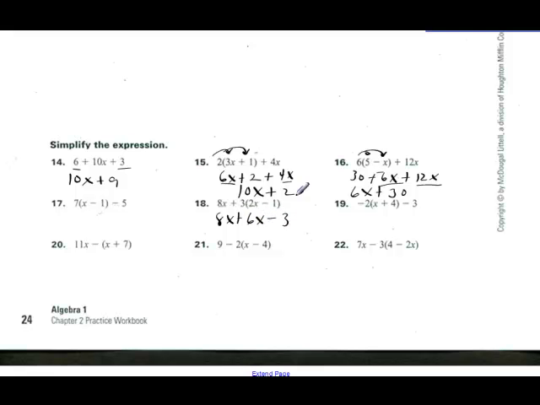Now let's do our same chain switch. Let's do our distributive property first. Now when we combine, obviously I have 14x and that -3. Okay, 20. Now here's the screwball one.